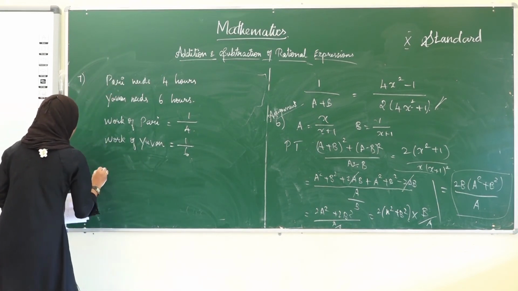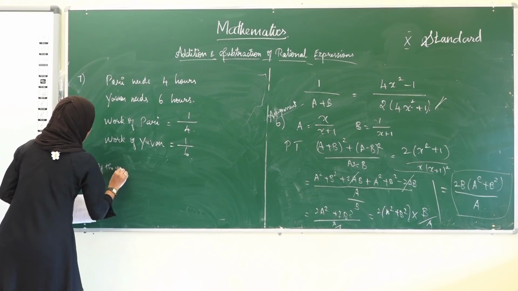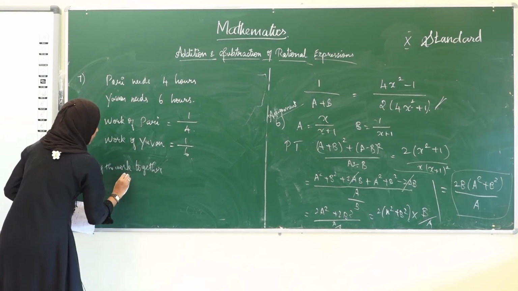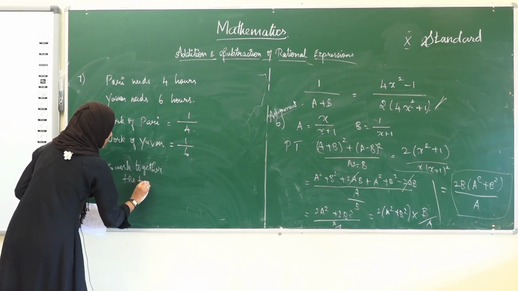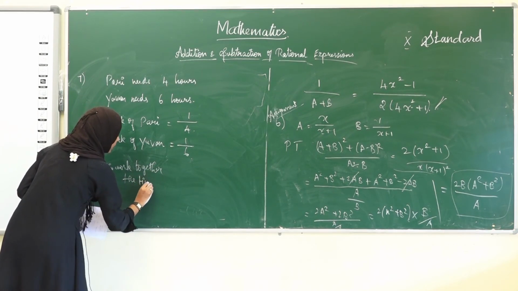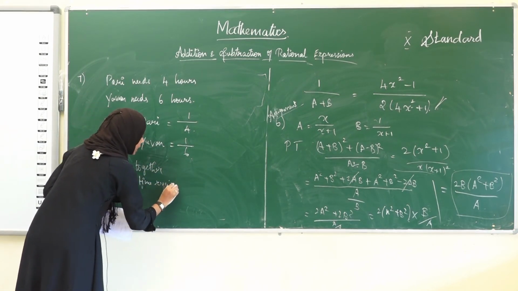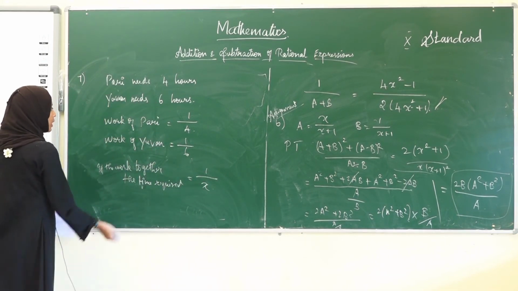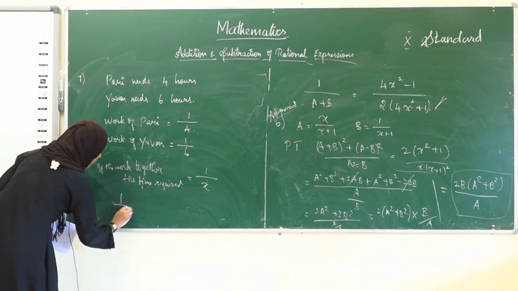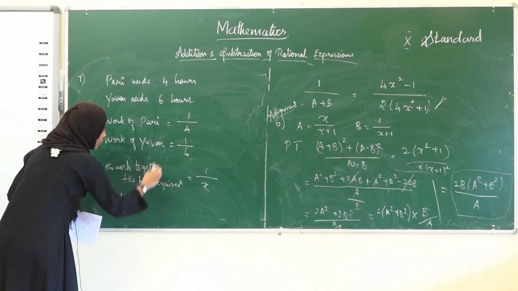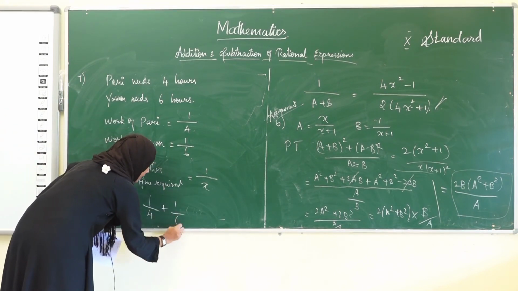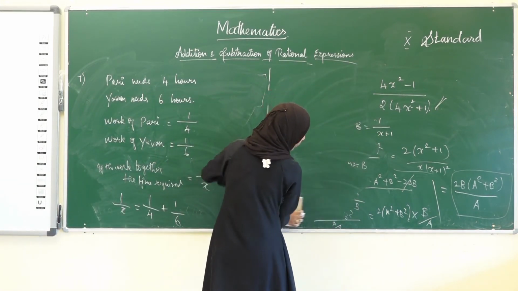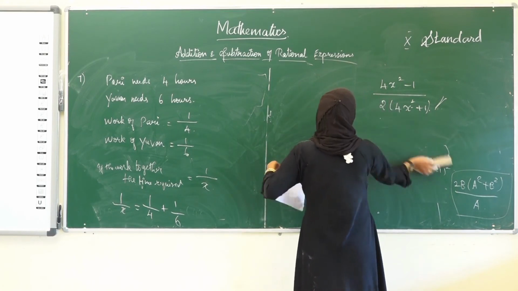Okay, if they work together, the time required to complete a single work, let it be 1 by x. Okay, now we are going to solve this. 1 by x, the work together, is equal to 1 by 4 plus 1 by 6. We are going to solve this. If we solve this, we can get the answer: in how many hours they can complete the same work if they work together.